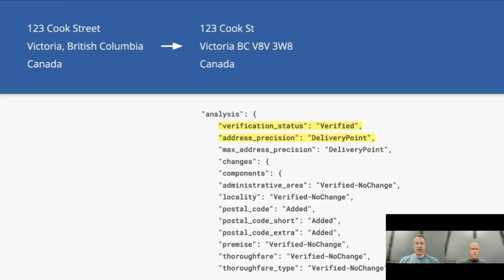We'll see those in this first address example, a really simple example in Victoria, Canada, 123 Cook Street. You're looking at the analysis for this particular address, and you see highlighted the two fields we're talking about. Verification status is verified, address precision in this case is delivery point. So let's go over now specifically, what could you possibly see? What are all the possibilities for verification status? And what are all the possibilities for address precision?